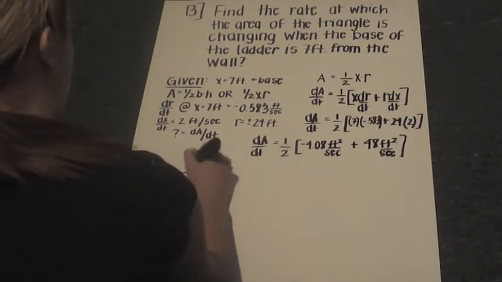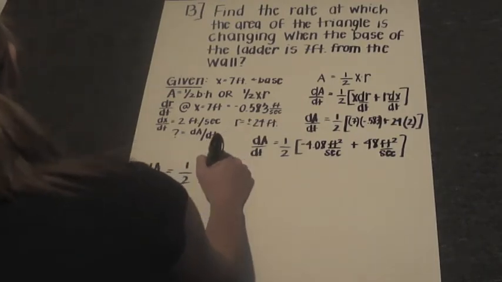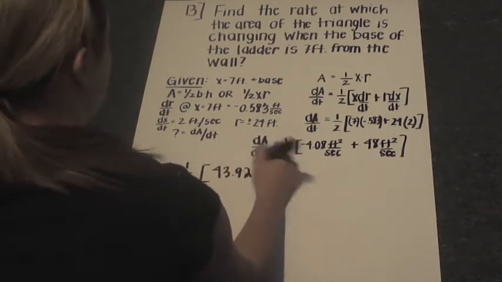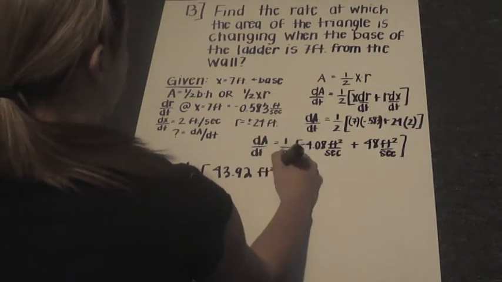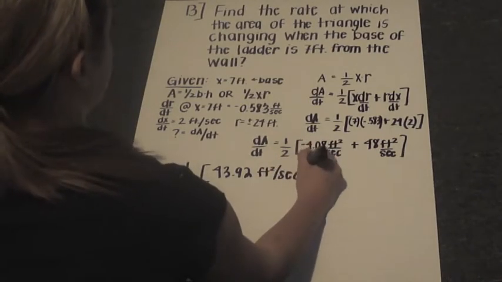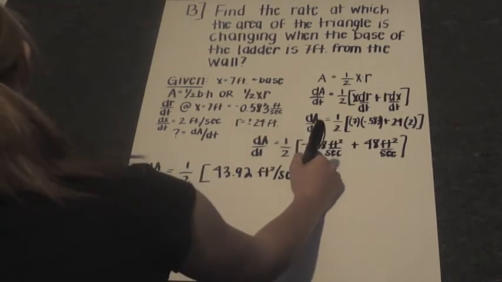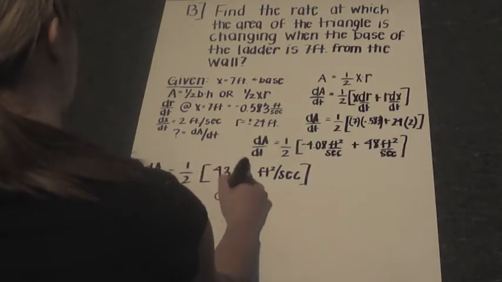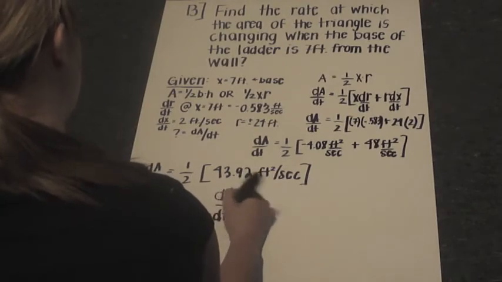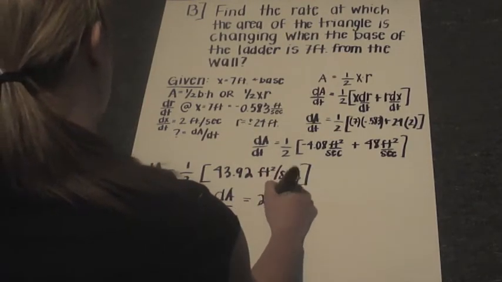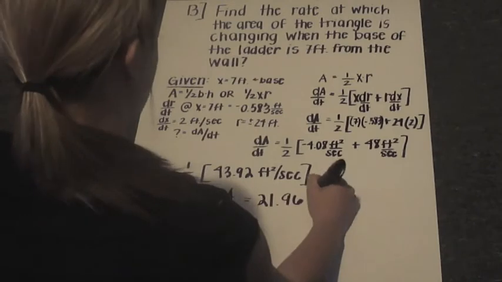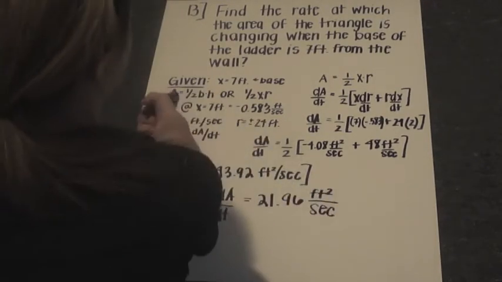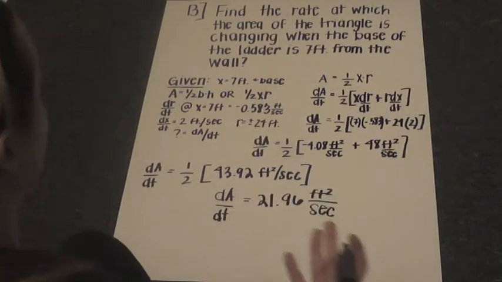And when you add those two together, you get 43.92 feet squared per second. And then finally, once we distribute our 1/2, we get our final answer, which is dA/dt equals 21.96 feet squared per second. Our units are in feet squared per second because we're solving for area, which is always squared. And there you have it.